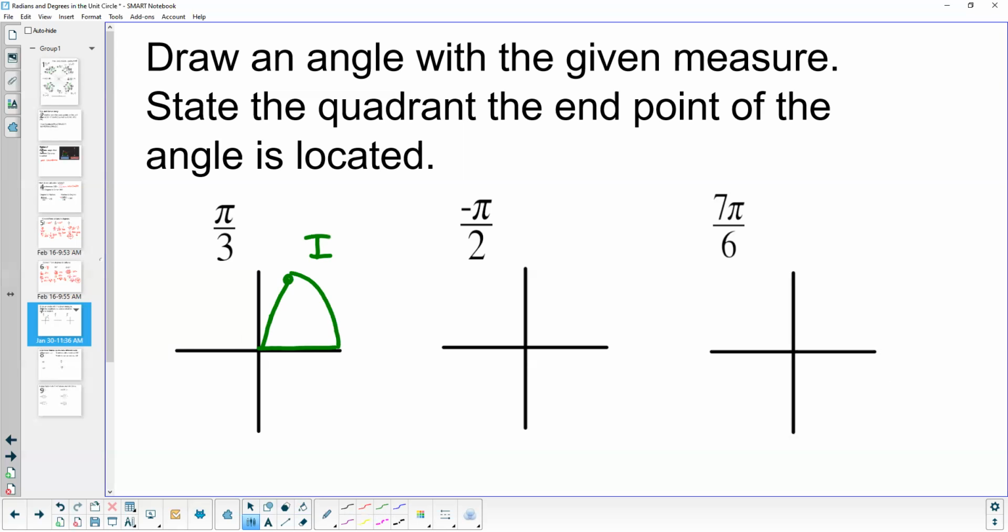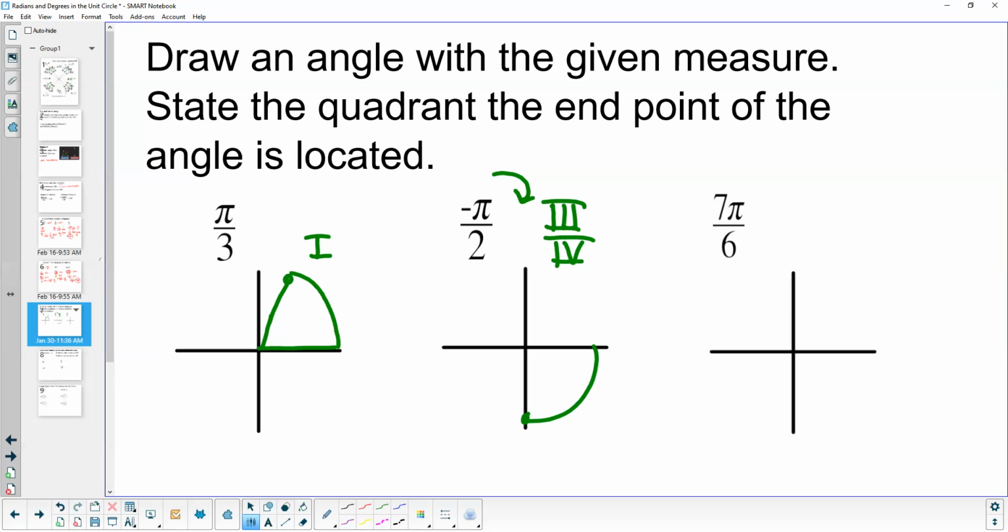Now, what about a negative radian? Well, a negative radian, notice how this one went up counterclockwise. A negative radian actually goes clockwise, and it's going the other way. So negative pi over 2 is actually going to go this way, and it's going to be right here. And so it's actually going to be between quadrant 3 and quadrant 4. It's going to be right on that border there because it's right at that negative pi over 2.